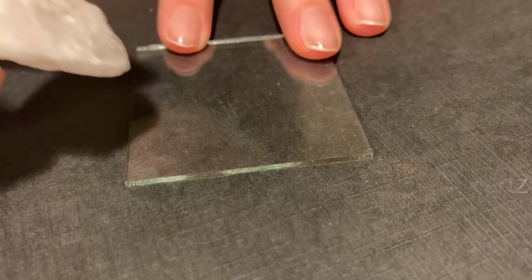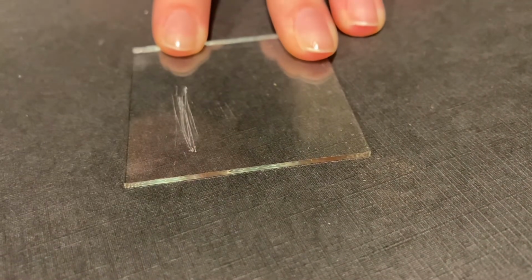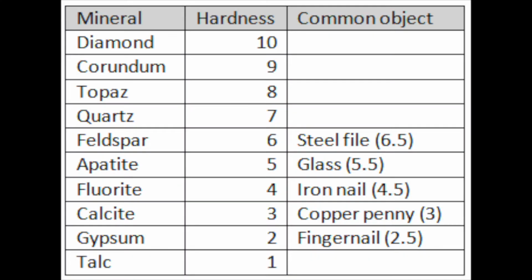For example, quartz is able to scratch glass. That means that quartz is harder than glass. If you are unable to scratch glass with a mineral, then continue to move down Mohs hardness scale until you find an object that the mineral is able to scratch.